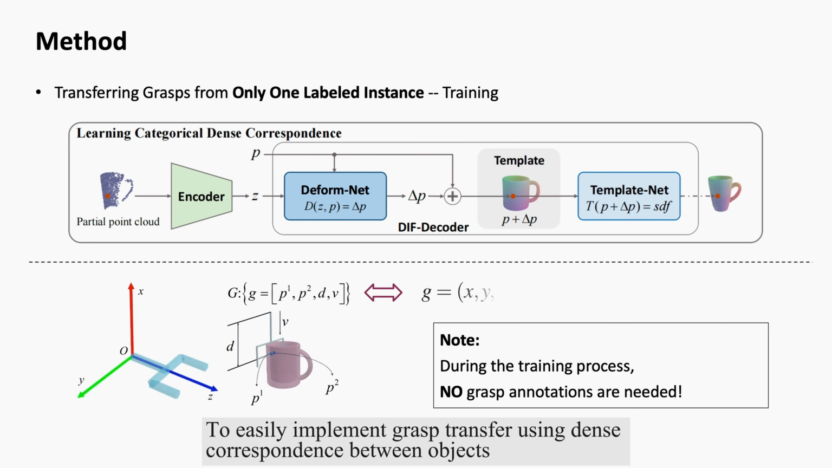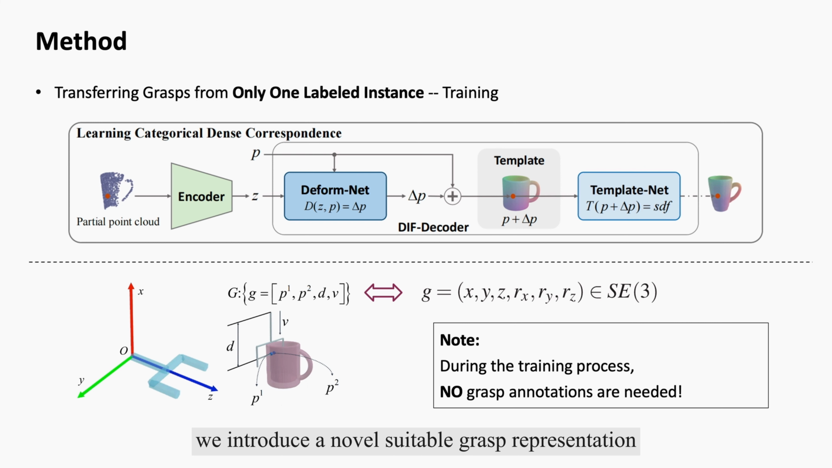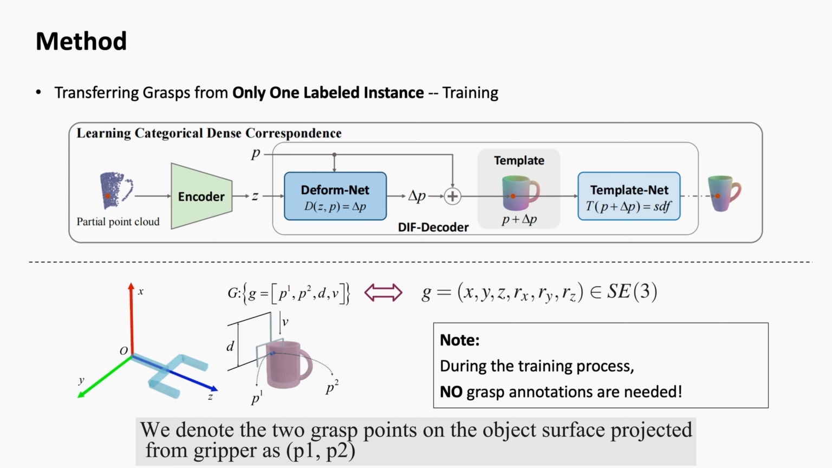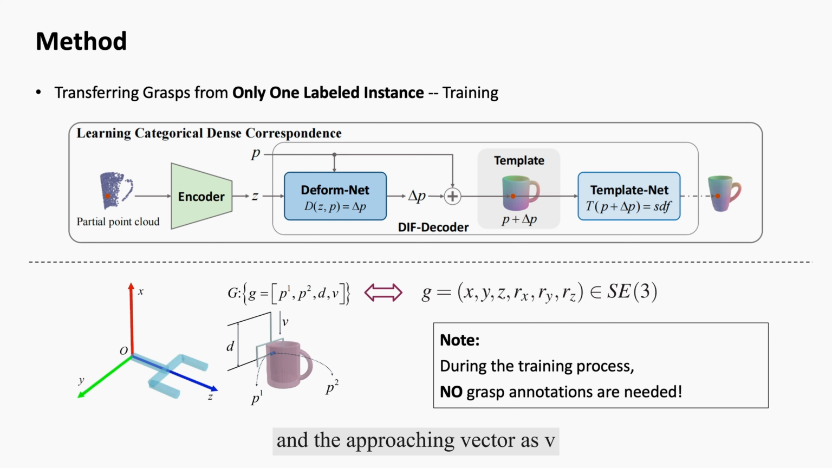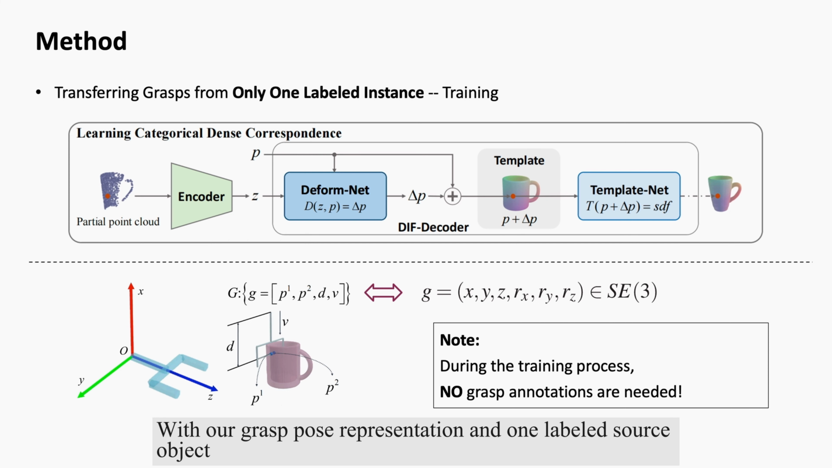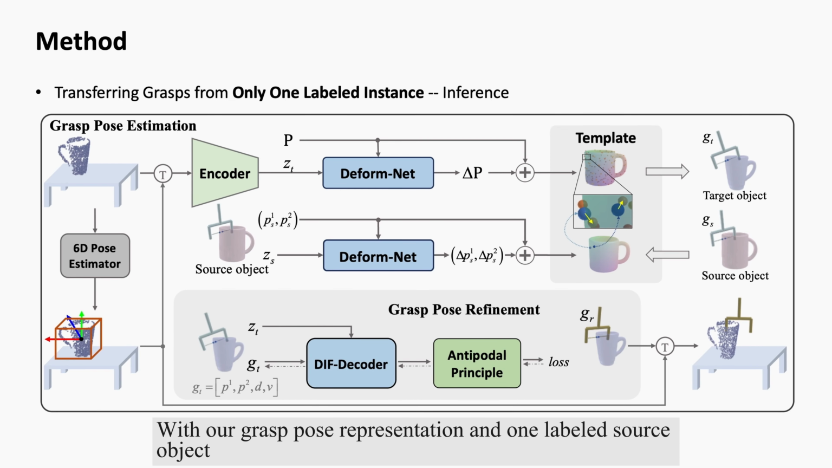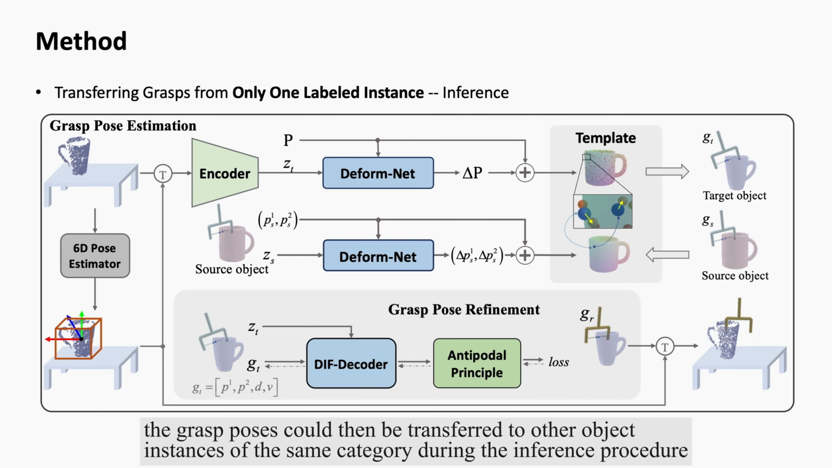To easily implement grasp transfer using dense correspondence between objects, we introduce a novel suitable grasp representation. We denote the two grasp points on the object surface projected from the gripper as P1, P2, the vertical distance from the gripper's origin O to the line linking P1 and P2 as approaching depth D, and the approaching vector as V. With our grasp pose representation and one labeled source object, the grasp poses could then be transferred to other object instances of the same category during the inference procedure.